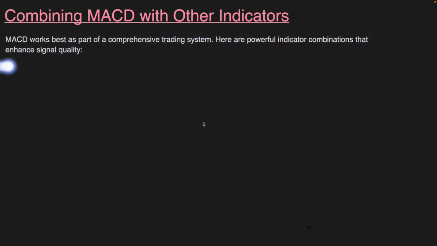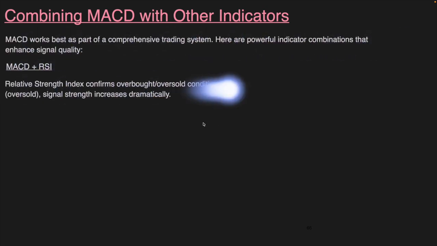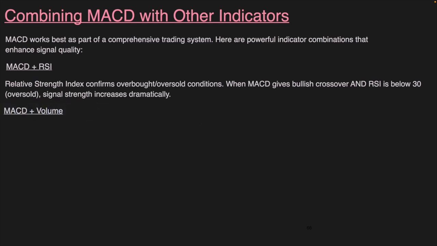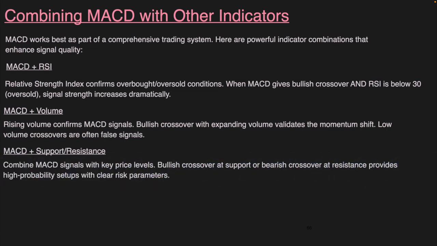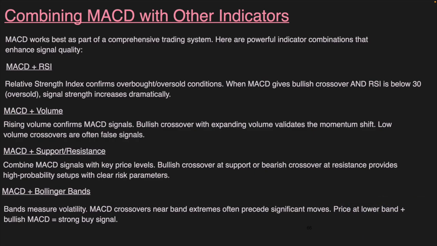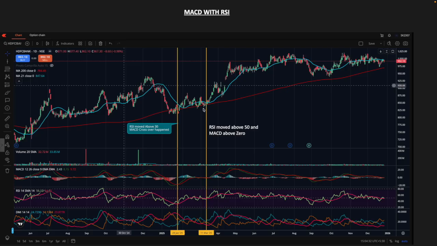So what are the practical tips? As I have explained, you should use MACD with respect to RSI, MACD with respect to volume, and MACD with support and resistance. That's what I said, price action. If you use MACD along with price action, which is nothing but the support and resistance, then also you can effectively and efficiently use the MACD indicator. And MACD can also be used with the Bollinger Bands.